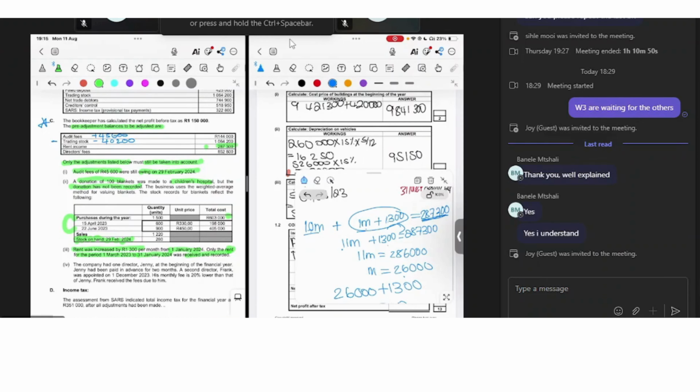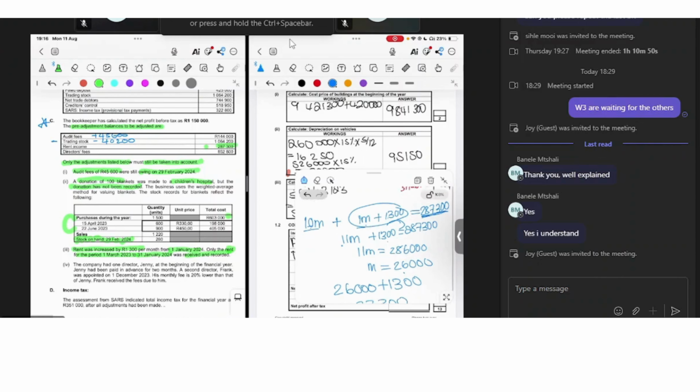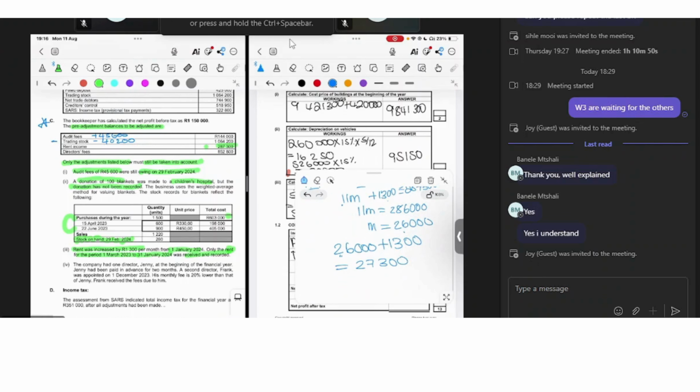Now, we want rent for February. Rent increased in January. So January is before February. So the rent that's missing for February needs to include the 1,300. After you have the 26,000, add the 1,300 to give you 27,300, and that will be your rent for February that was missing, that we need to add to our rent income. Does that make sense? I know that one was a bit of a lot, but if you have questions, we can go over it again.